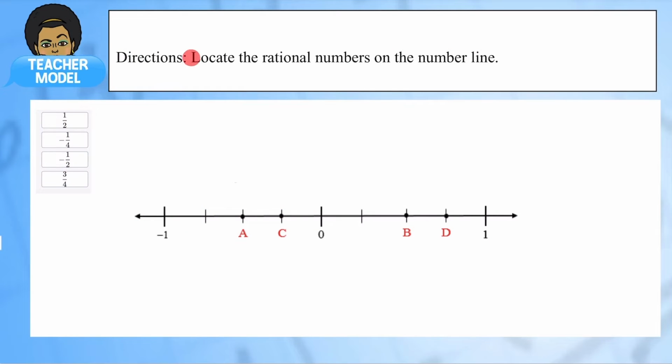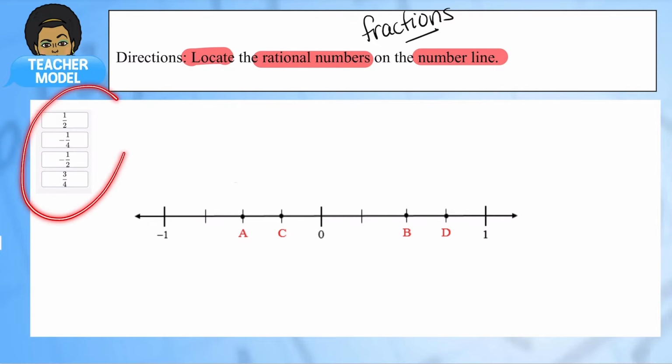In today's model, we're going to locate rational numbers on a number line. And remember, rational numbers are not whole numbers. In our situation, we're going to have fractions on our number line, and they can be positive or negative. So here are the fractions we're going to locate: a half, negative 1/4, negative 1/2, and 3/4.